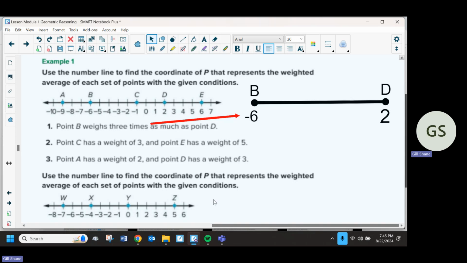So today is Thursday, August 22nd. We just finished our second block day of the week. We wrapped up locating a point on a line using weights, and we very quickly wrapped up midpoints.